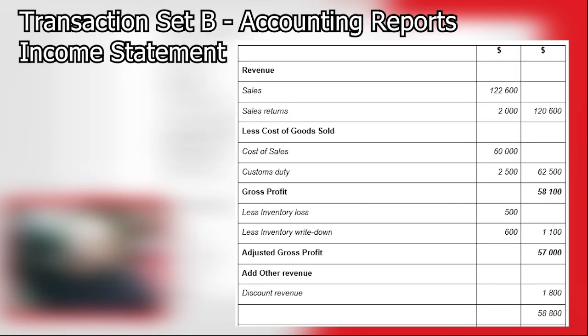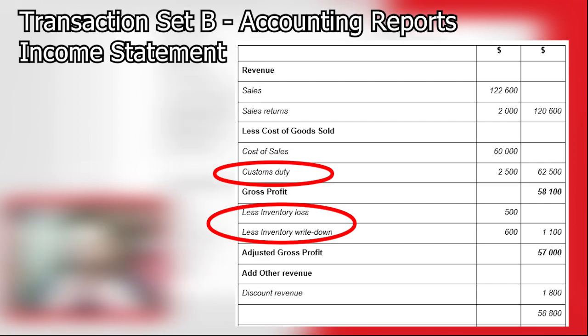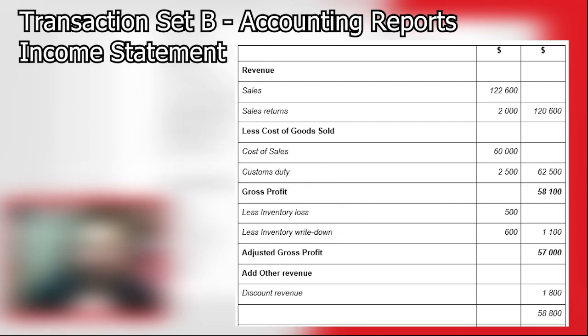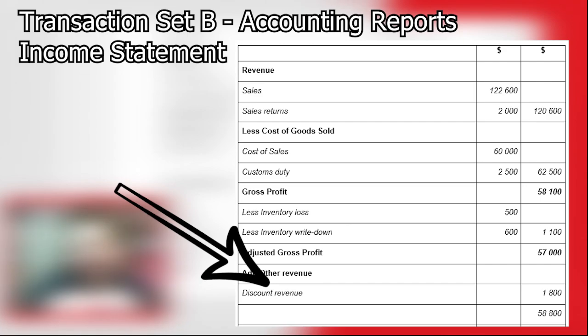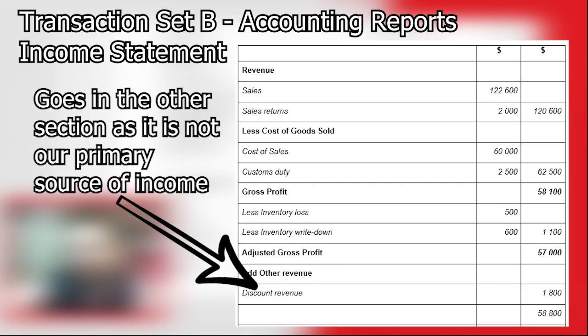Now, I know there are some terms there that do look a bit scary, like customs duty, inventory loss, inventory write-down. That is fine. We essentially deal with that later. But the thing I want to draw your attention to is discount revenue, 1,800 in the other revenue. That's because discount revenue is not our primary business model. It's just something we do to get a bit of extra revenue.